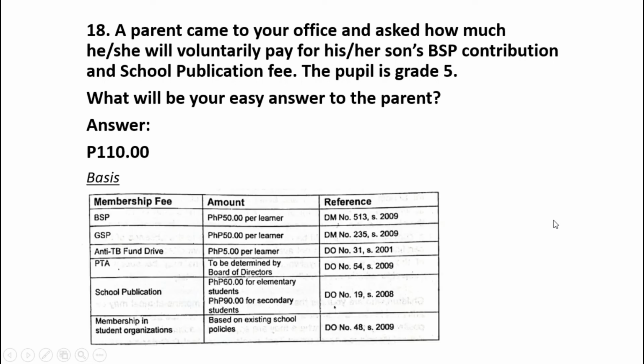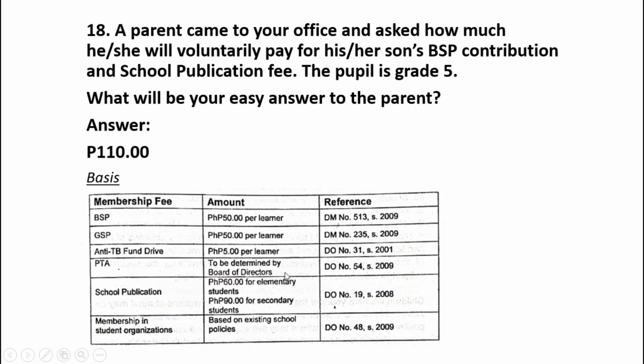What is the basis? Ito yan. So, sinama ko na lahat. For BSP, that is 50 pesos per learner. DepEd memo number 513 series of 2009. For GSP, it's the same, 50 pesos per learner. This is DepEd memorandum number 235 series of 2009. And then, ito na yung anti-TB fund, 5 pesos per learner. DepEd order number 31, series of 2001.